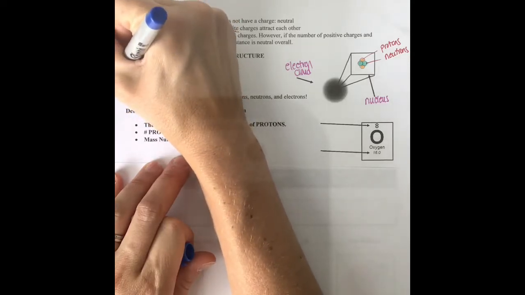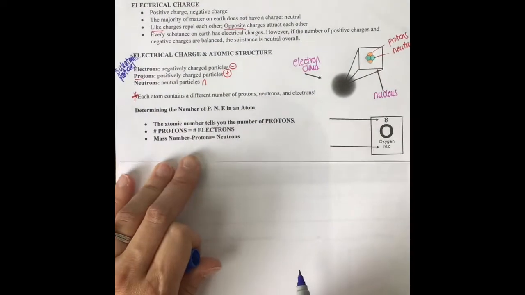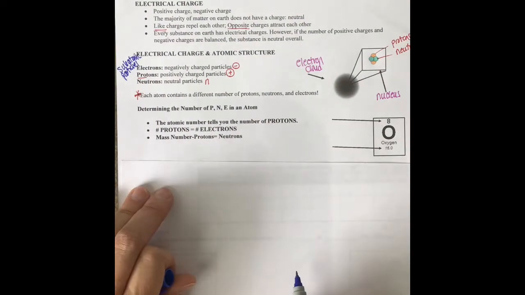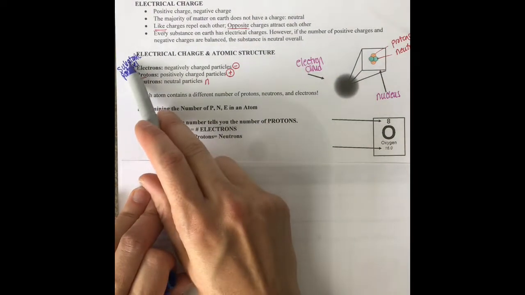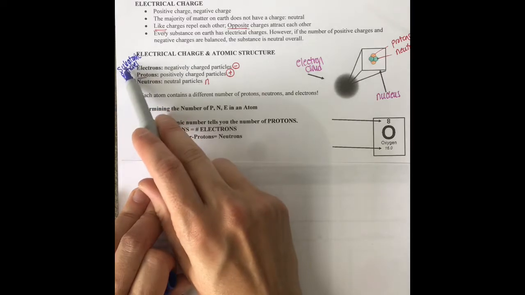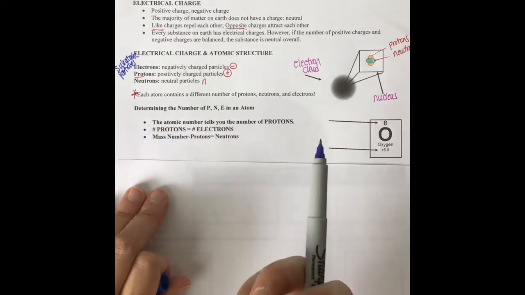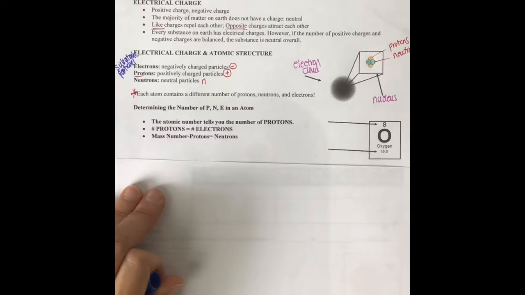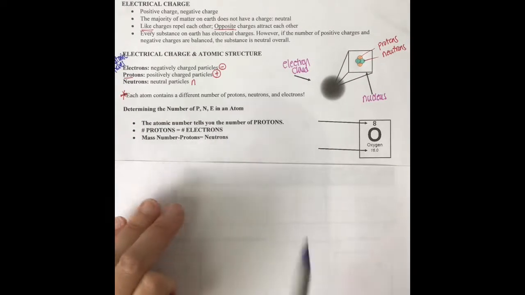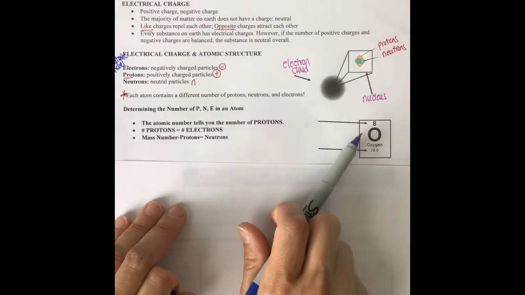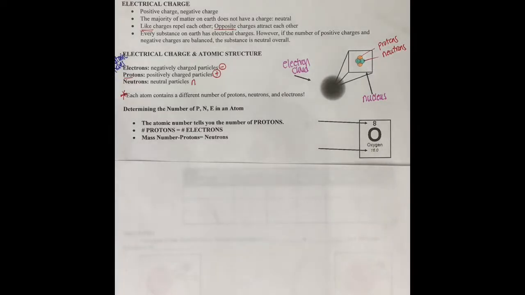So these three particles, you may often hear them called subatomic particles. They are particles that are inside of the atom, smaller than the atom as a whole. If you don't have your periodic table, go ahead and grab it. We're going to look at the element oxygen for our example.